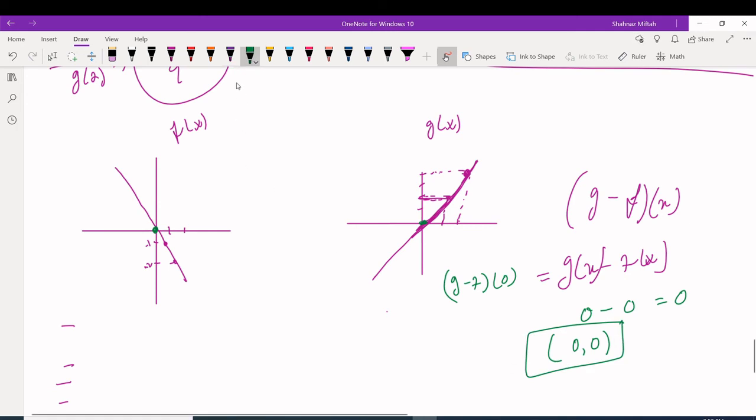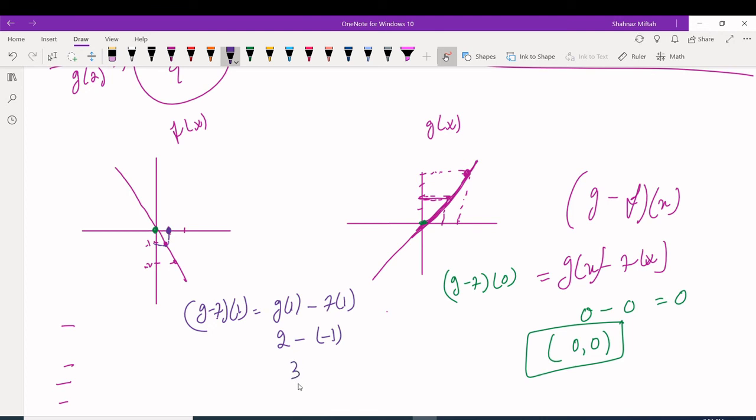Let's go for the next one. Pick any other ordered pair. That's why I was going through these, so I can pick the ordered pair. So I'm going to pick 1 for x. So g minus f of 1. So I got g of 1 minus f of 1. So what is g of 1? g of 1 is 2, minus, what is f of 1? f of 1 is negative 1. So it's going to give me 3. 3 is the y value when x is 1. So I got 1, 3, another ordered pair.